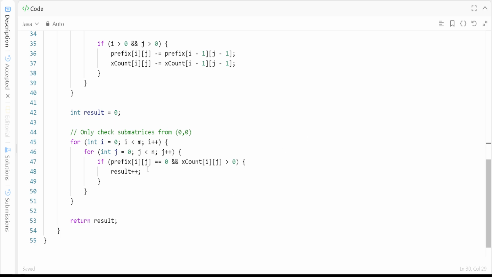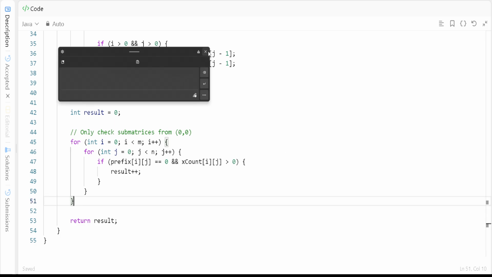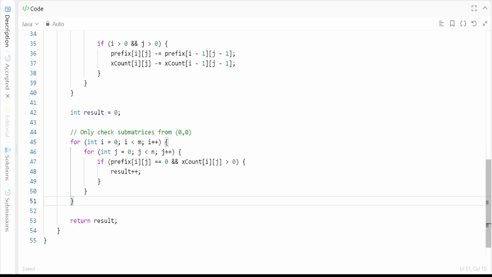Further, you just need to check the submatrix, right? So you will say, okay, i is 0. You have to go to all the cells. You will check if the prefix sum is equal to 0 and the x count is greater than 0, you will just increase the result count, and finally you will return the result count.